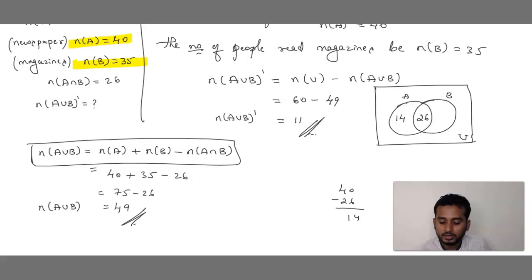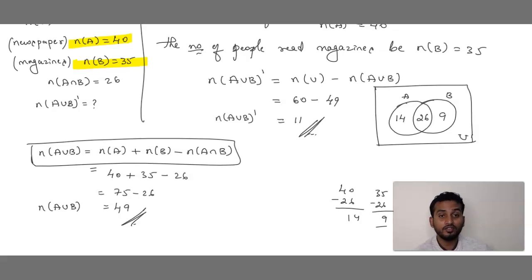Now see n of B. How much is n of B? 35. Already we have 26. So 35 minus 26 is 9. So what is the answer? 9. 26 plus 9 is 35. Now you add all this: 14, 26, 9. 14 plus 26 is 40.